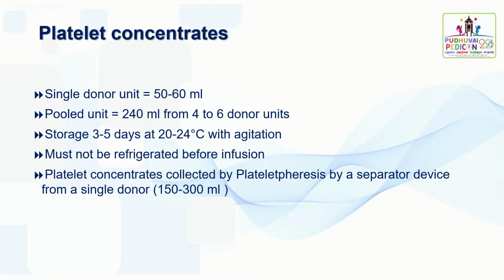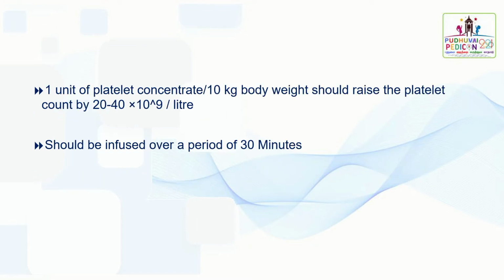Platelet concentrates can be collected by platelet apheresis using a separator device. It can be used if you want to collect from a single donor. By single donor apheresis, you can collect around 150 to 300 ml. One unit of platelet concentrate per 10 kg raises the platelet count by 20 to 40 into 10 power 9 per liter. Again, it should be infused over a period of 30 minutes. It should be given quickly.